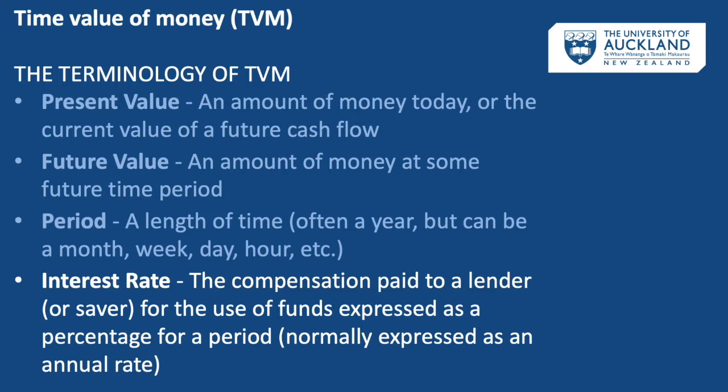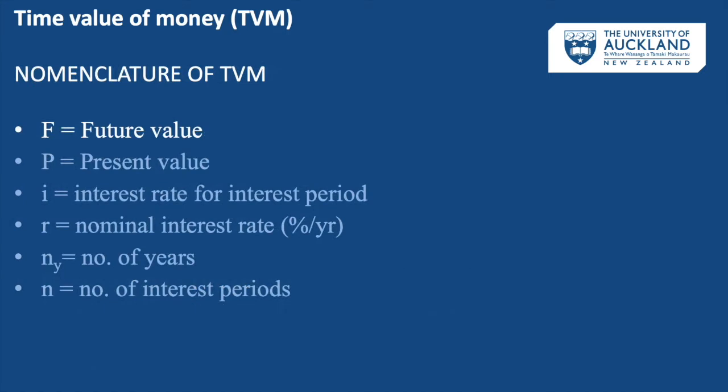And to better understand how the time value of money equations that we'll see in a minute work, we should break down the nomenclature of TVM equations based on the variables that we commonly see in those. F will represent future value, P will represent the present value, I is the interest rate for the interest period, while R denotes the nominal interest rate or the percent paid per year. N sub Y is the number of years, and N is the number of interest periods. And we'll see how these work in just a second.